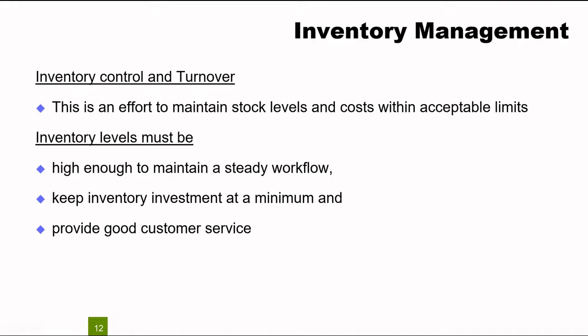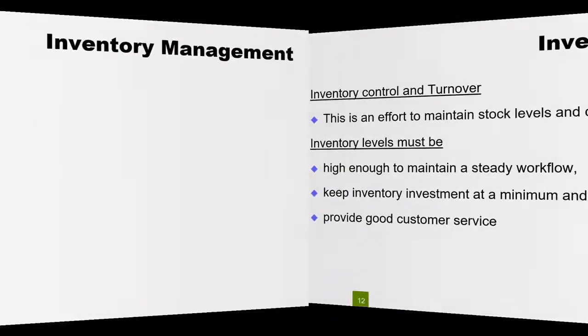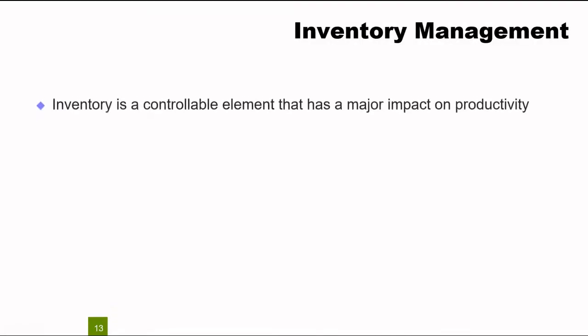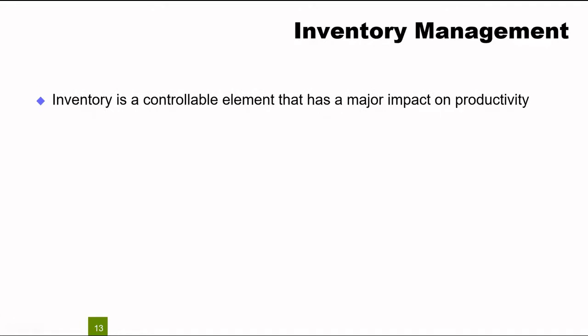But I'm not going to keep 1,000 bottles because I know that in my restaurant on any given day, there's just about 100 people coming in. So I won't be requiring more than 100 bottles a day. So likewise, further in inventory management now. Inventory is a controllable element that has a major impact on productivity. You can control it, and it has an impact on the productivity.